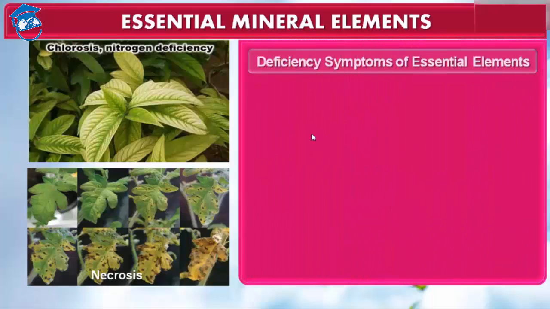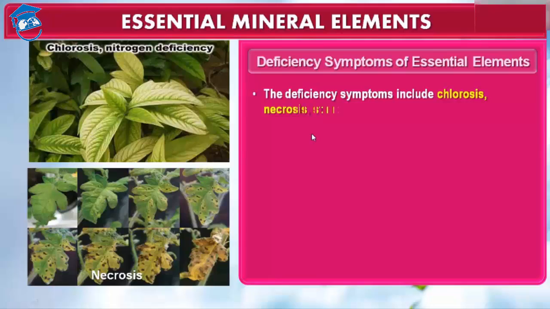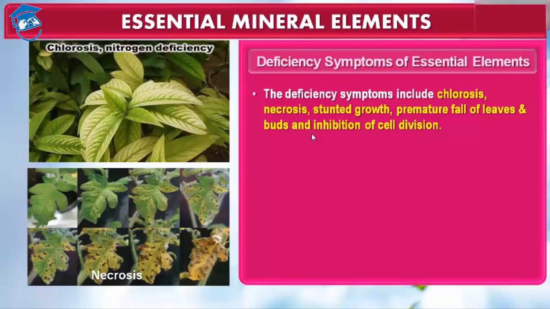Deficiency symptoms of certain essential elements. The deficiency symptoms include chlorosis. Chlorosis means yellowing of the leaf. Necrosis means death of a tissue. Stunted growth means retarded growth. Premature fall of leaves means that before the arrival of the autumn season, premature falling of leaves is seen because of the deficiency of certain essential elements, students. Not only with the leaf, but premature fall is also seen in buds. And inhibition of cell division is also a symptom of deficiency of essential elements.